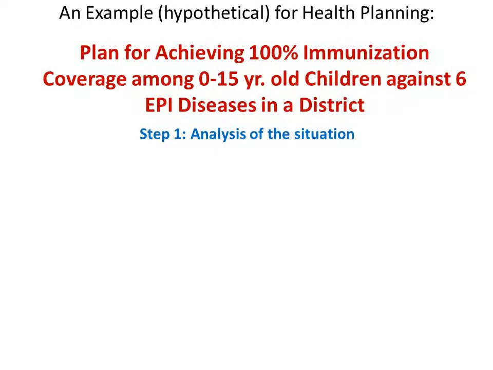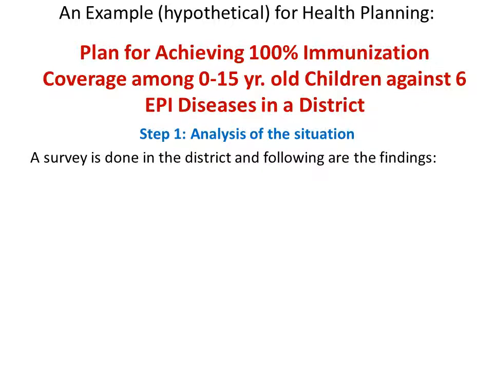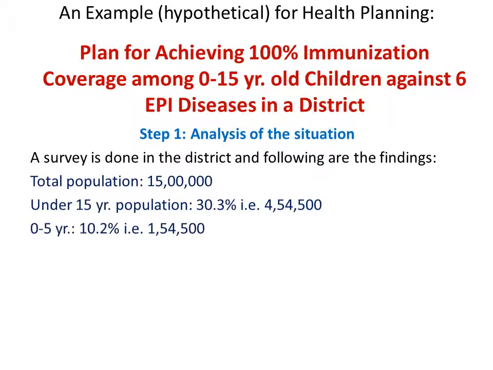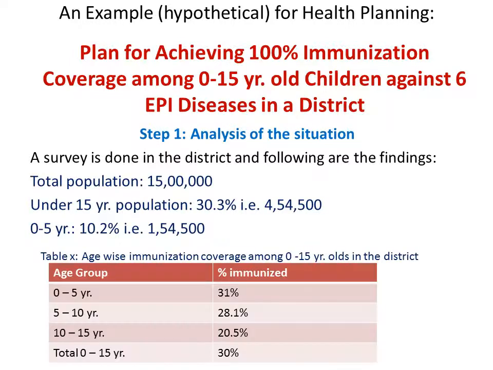So a survey is done to assess the current status of immunization coverage and following are the findings. It shows that the coverage of immunization is 31%, 28.1% and 20.5% in the age groups of 0 to 5, 5 to 10 and 10 to 15-year-old respectively. And the total coverage among the 0 to 15 age group is 30%.